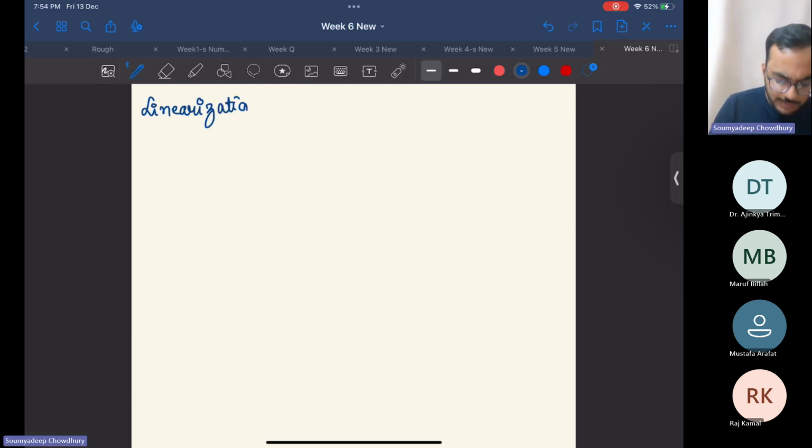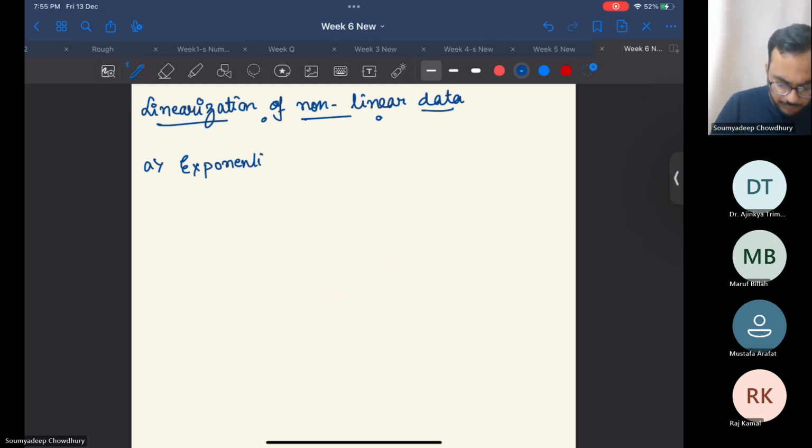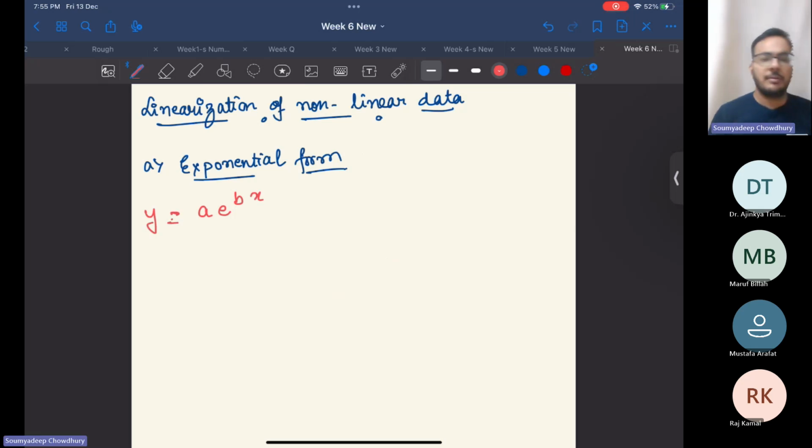So how do we linearize? Basically it is linearization of non-linear data. Suppose first we will look into one form, which is the exponential form. Say we have an equation of this form, y = a e power bx. Can we manipulate this equation or change the variable somewhat to get a linear form? This is the relation between y and x, and it is not linear, it is exponential, right? So what can we do to make it a linear equation?